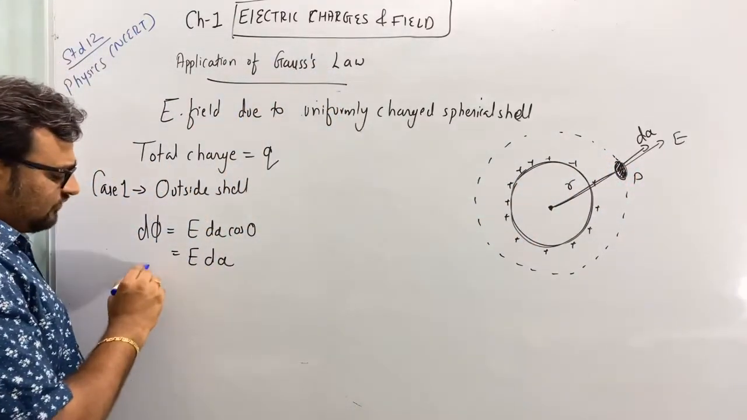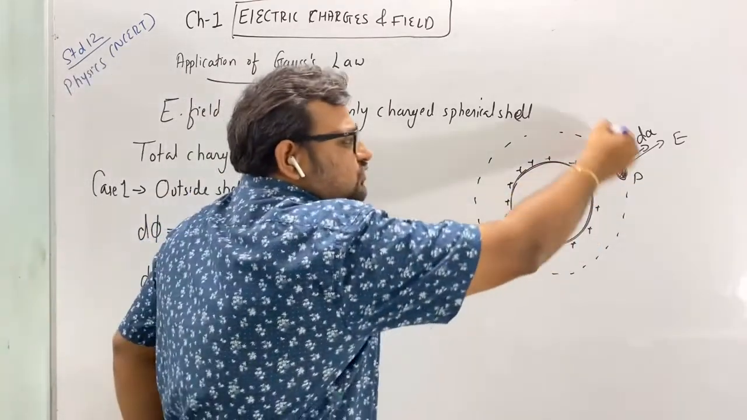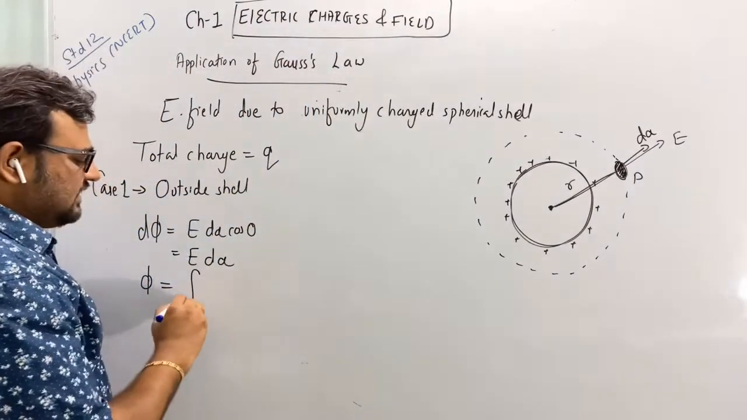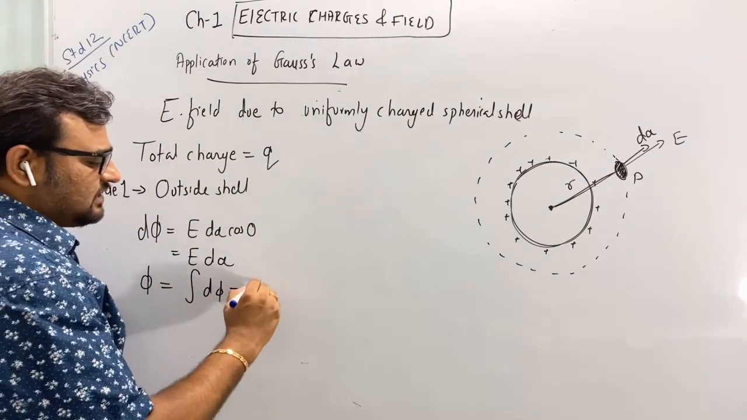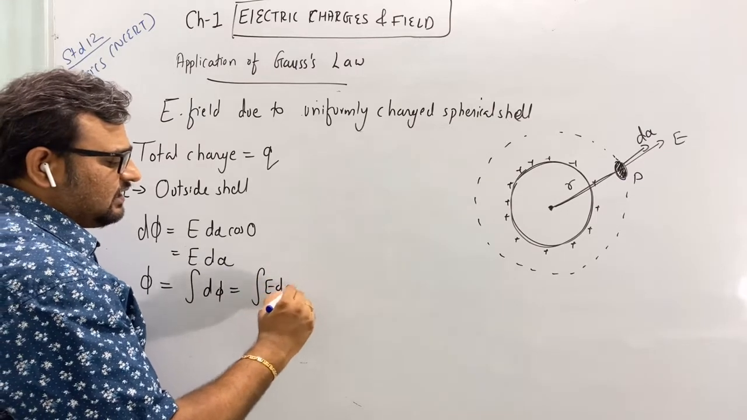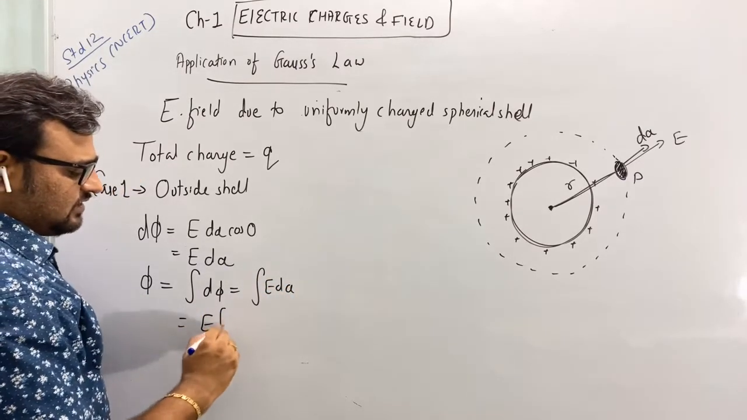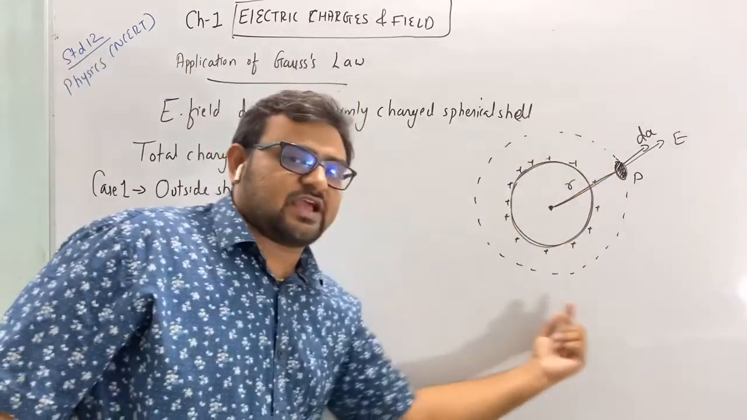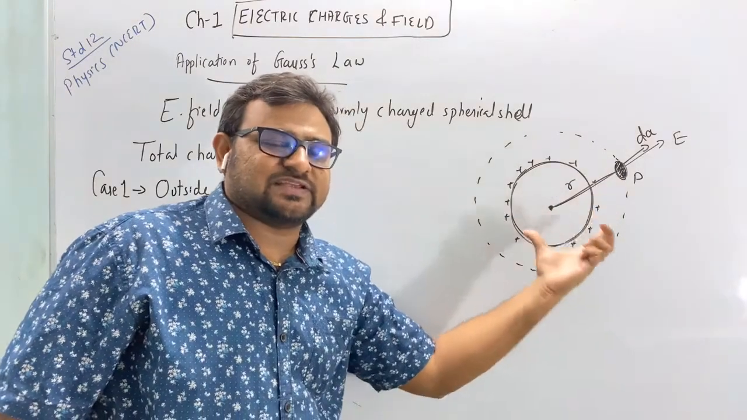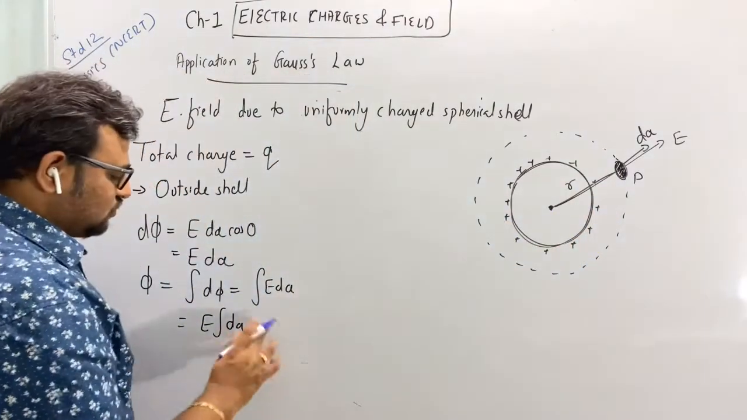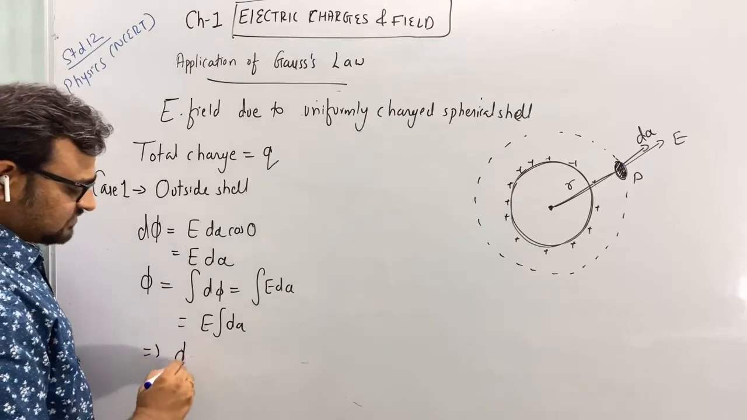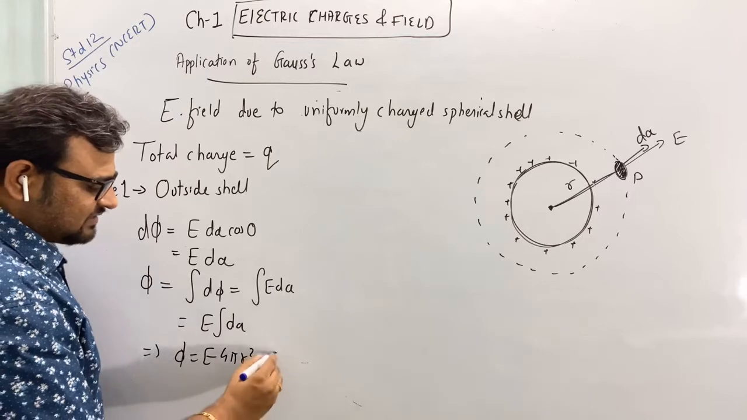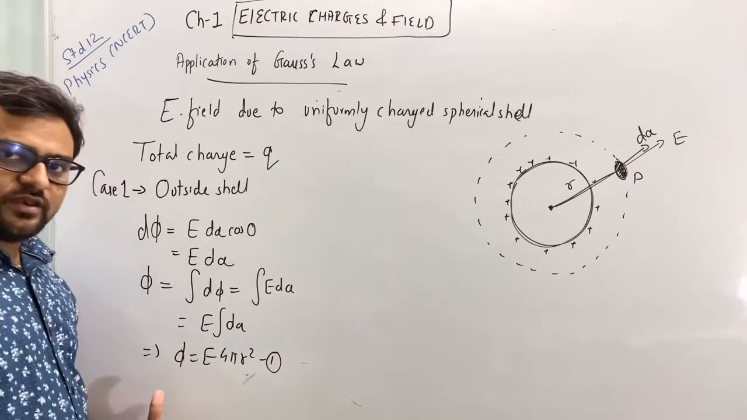Right? So if I want to find out the total flux passing through this whole spherical surface, then it will be integration of d phi, means integration of E dA. E is constant, integration of dA. So integration of dA, the total surface area of a spherical shell, that is 4 pi r square. So that implies flux is equal to E into 4 pi r square. Let's name this equation as 1.